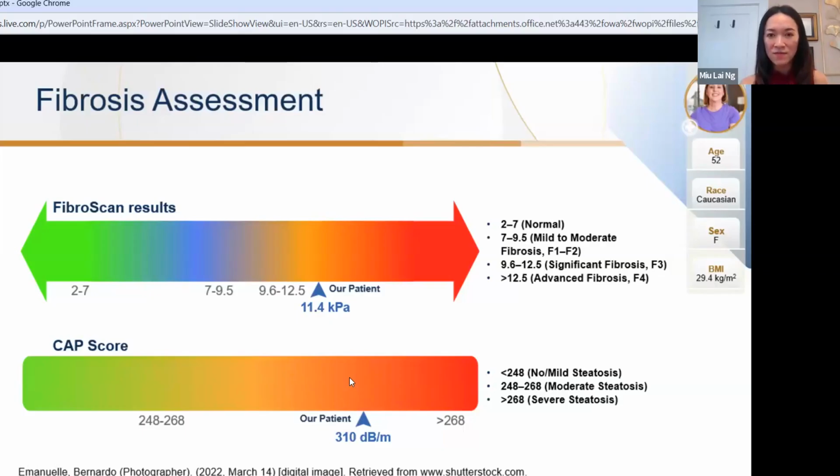So to digest a little bit, she does have fatty liver. Not only that, in the liver you can see some advanced scarring, as evidenced by the high kPa.